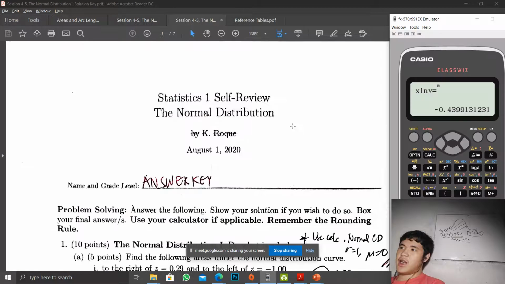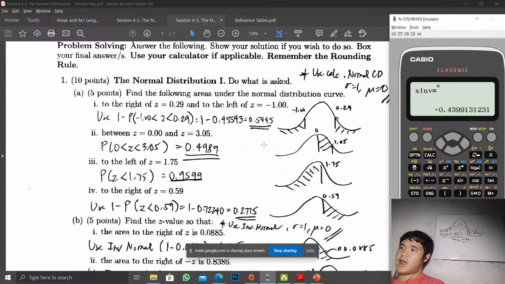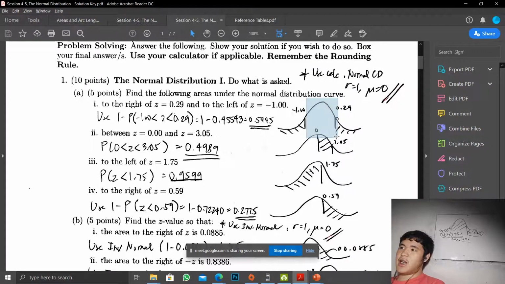So, ito. Let's look. Again, normal distribution. Number 1, do what is asked. Find the areas under the normal distribution curve. First, to the right of z equals 0.29 and to the left of z equals -1. I've drawn yung curves para madali nating matansya kung ano yung gagawin natin. So, okay, let's see. Ngayon, sa number 1, we can get, di ba, ito yung binibigay na calcu.